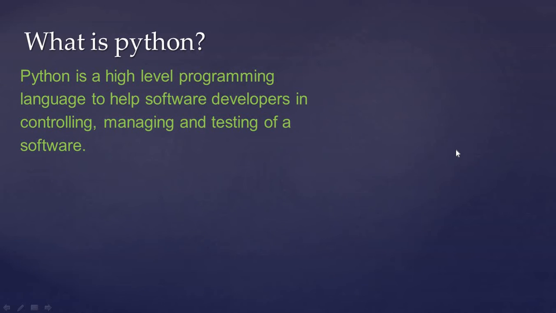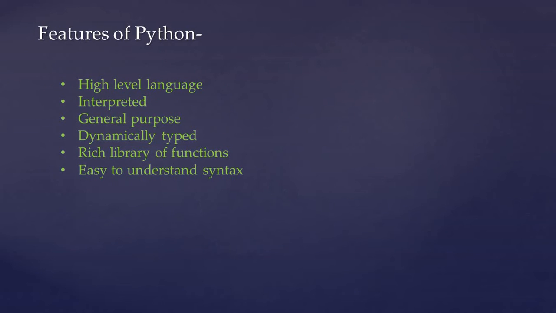So, what is Python? Python is a high-level programming language which helps software engineers and developers in controlling, managing, and testing of the software. There are numerous features of Python, including it being a high-level language and interpreted language. So, the interpreter executes the Python program. It is general purpose, dynamically typed, meaning that we don't have to predefine the variables before using them, unlike other languages such as C++. It has a rich library of predefined functions, and easy to understand syntax.